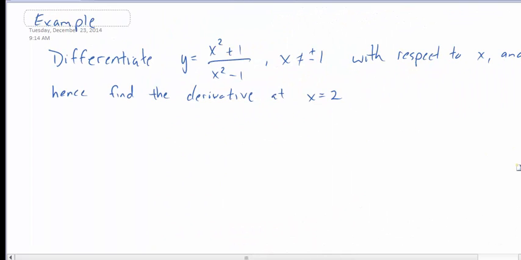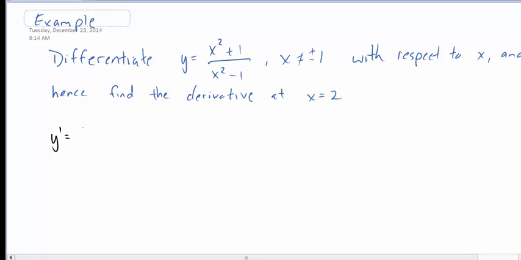Example 2. Differentiate y equals x squared plus 1 over x squared minus 1, where x can't be positive or negative 1, with respect to x, and hence find the derivative at x equals 2. All right, so y prime. This is a quotient rule scenario. We could use the product rule. It's going to get messy because we'll have the negative exponents to chain rule and ick. I don't want to. I'm going to use the quotient rule.